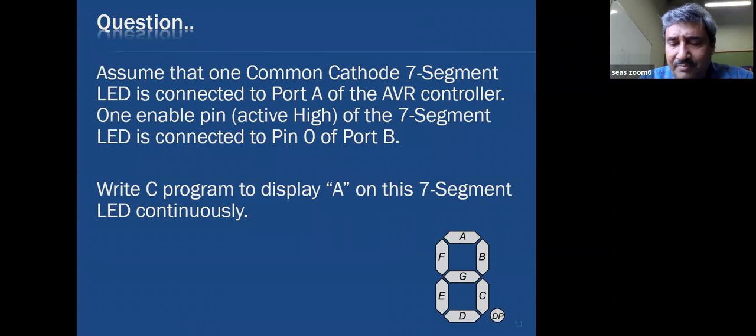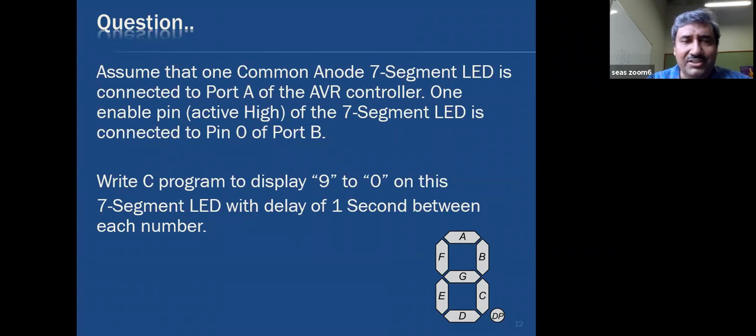And then we will go to the next question like this. Assume that one common anode, in this case we change the type of 7-segment LED, one common anode 7-segment LED is connected to port A of the AVR controller. One enable pin of the 7-segment LED is connected to pin 0 of port B. Now, write a C program to display 9 to 0 on this 7-segment LED with a delay of 1 second between each number. So again, I think this would be a good candidate to run in the lab, part of experiment set 4.